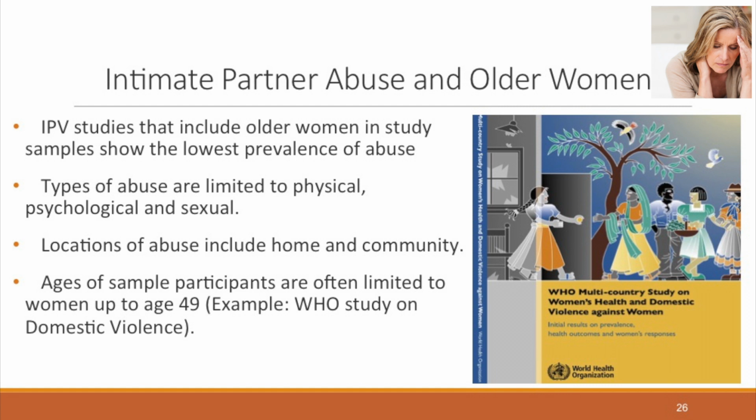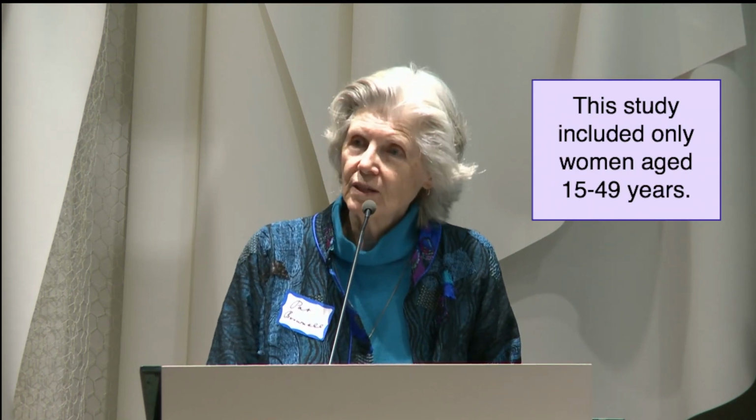And there is a WHO study on domestic violence from an international perspective that was promulgated in 2006 that UN Women used to say, well, there is no elder abuse. And there is no abuse of older women. That just doesn't happen. And of course, the reason it was found in the study was because they didn't have any older women in the samples.